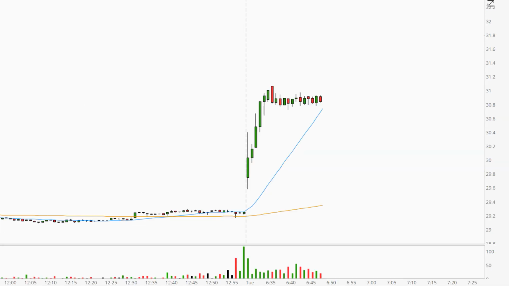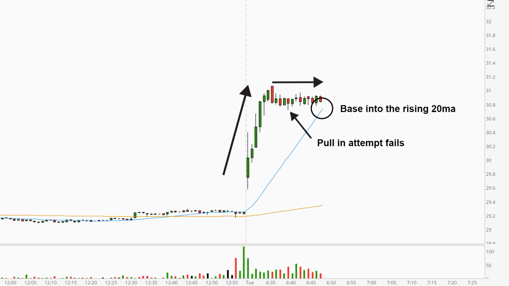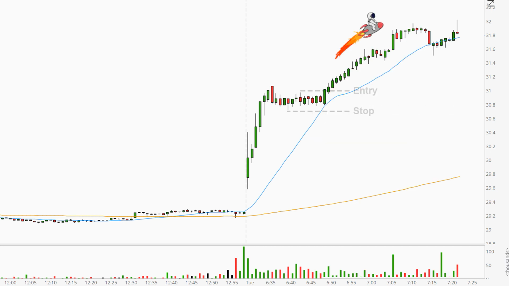And then this one is ZTO off the 2-minute. Not as clean as the last one, but strong move up and bases. Even has a little shakeout bar where it tried to break down and couldn't, and continues into that rising 20, and right on cue, it goes bye-bye.